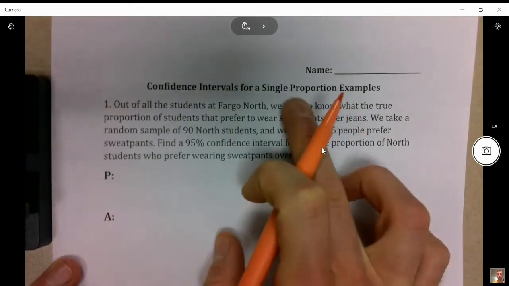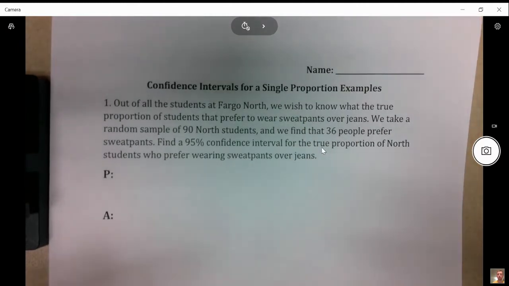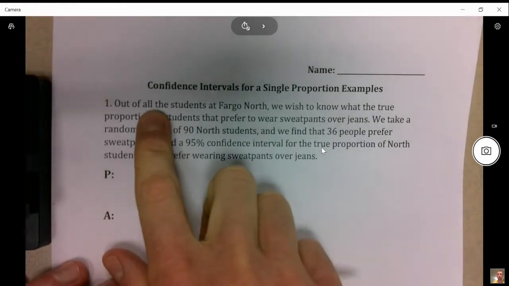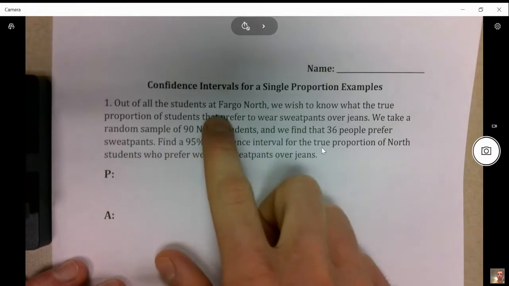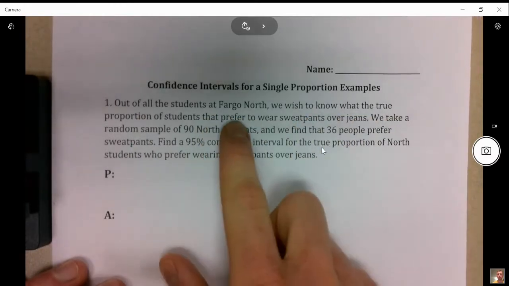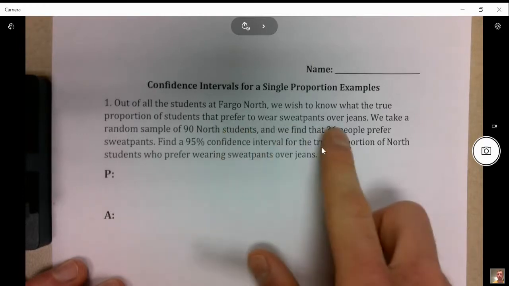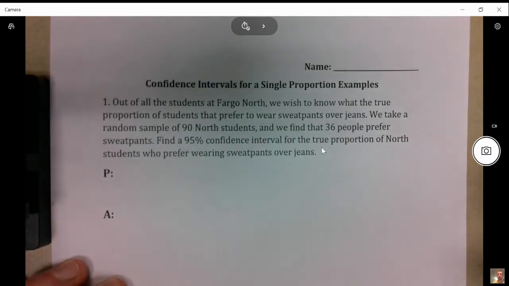And that, in this case, is going to be a single proportion. So we want to know a single proportion value from our entire population. So here's our example for this specific situation. It says, out of all the students at Fargo North, we wish to know what the true proportion of students that prefer to wear sweatpants over jeans might be. Okay? So right there, that defines what our parameter is and what we are trying to estimate.